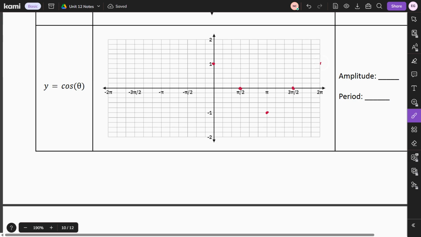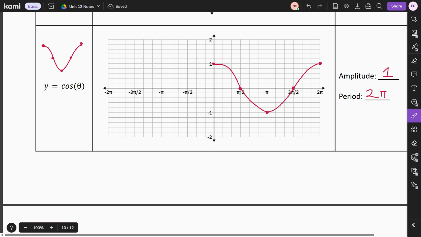So again, I am returning to the same point in my cycle at 2 pi, which is going to make the period 2 pi. The amplitude is also 1. But this is what our cosine cycle looks like. Again, it's starting at the top, middle, minimum, middle, top. So when we're looking at a cycle for cosine, it's going to look more like this shape here.